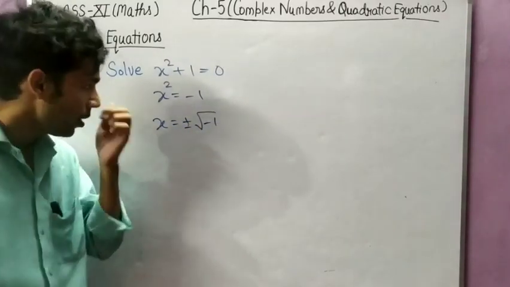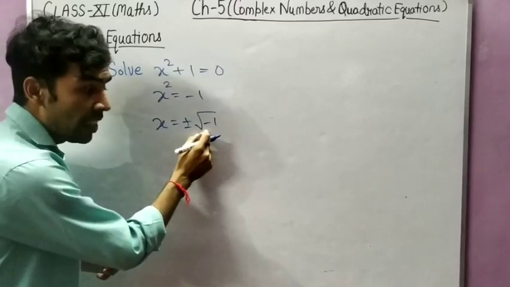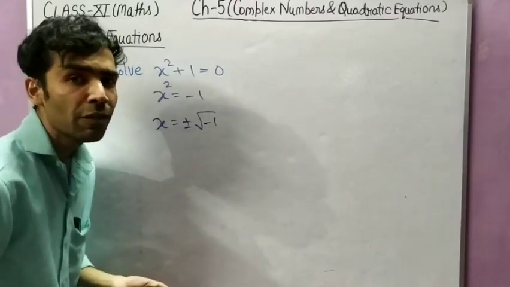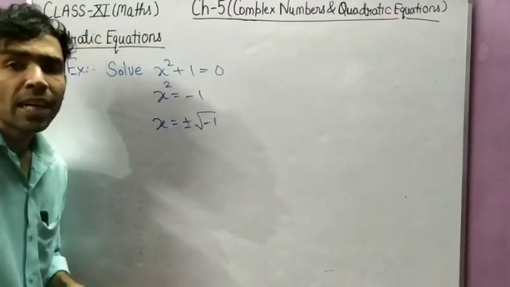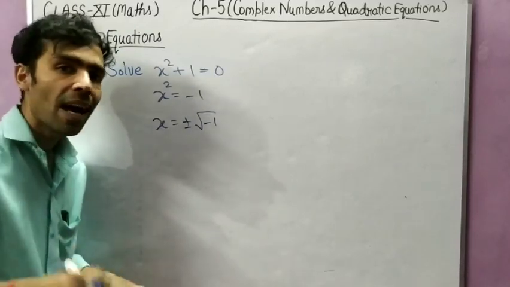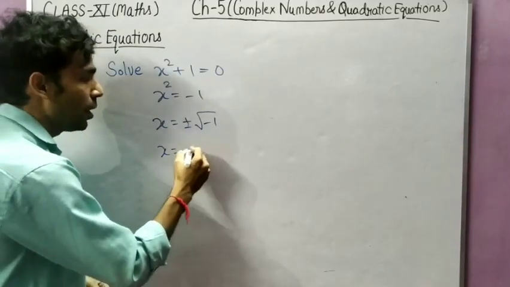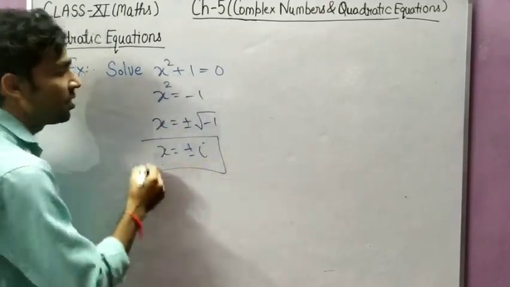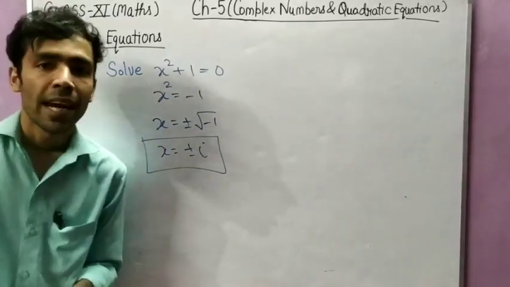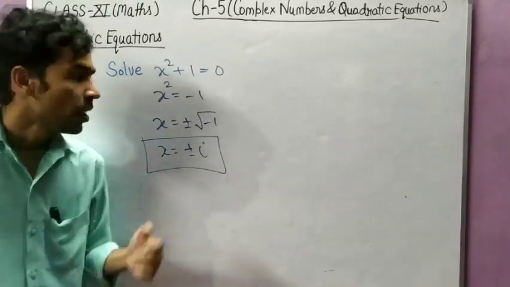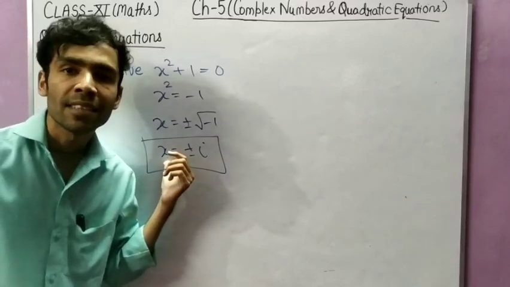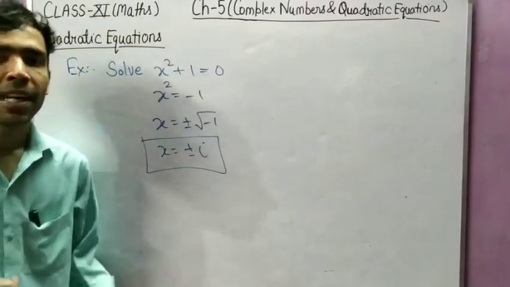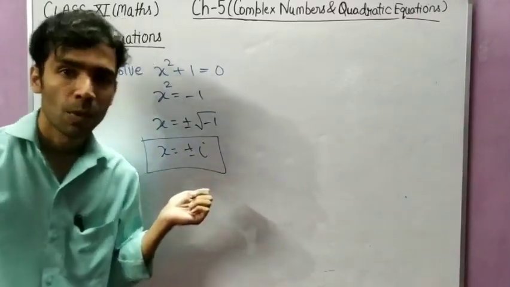Now, inside the under root bracket we got a negative number, that is minus 1, and we know that the value of under root minus 1 is i. So the value of x will be plus minus i. So this is the value of x, and by seeing it we can say that whatever value we are getting for x is complex. Why is it complex? Because i is coming.